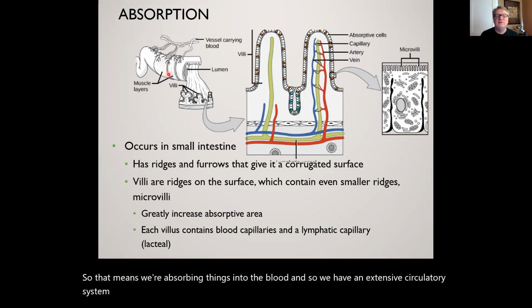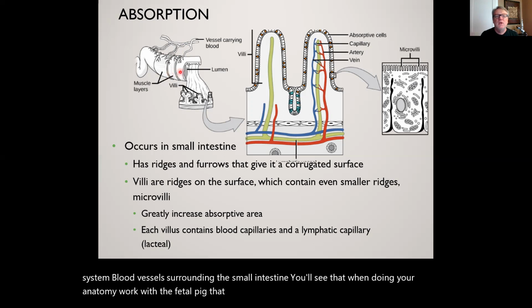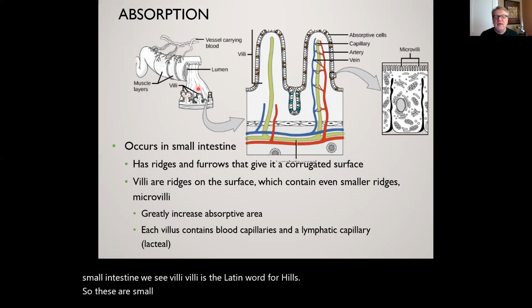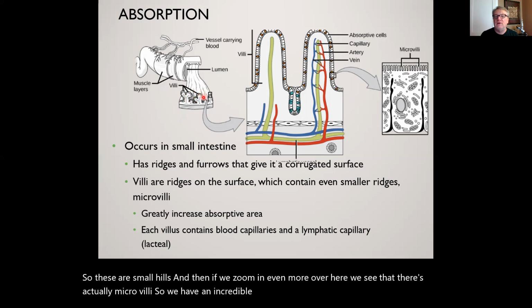blood vessels surrounding the small intestine. You'll see that when doing your anatomy work with the fetal pig, the mesenteric blood vessels. And if we were to open up the small intestine, we see villi. Villi is the Latin word for hills. So these are small hills. And then if we zoom in even more over here, we see that there's actually microvilli. So we have an incredible increase in surface area.